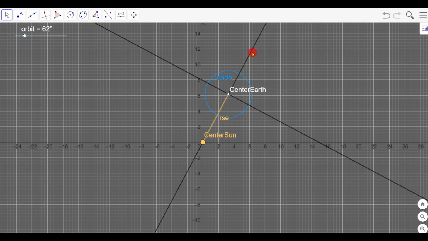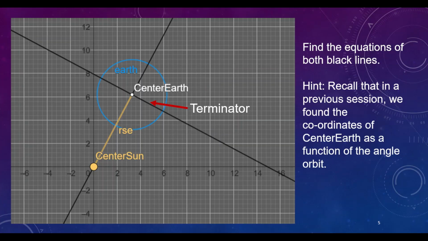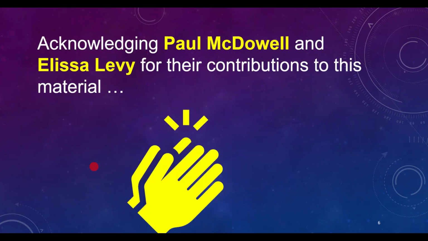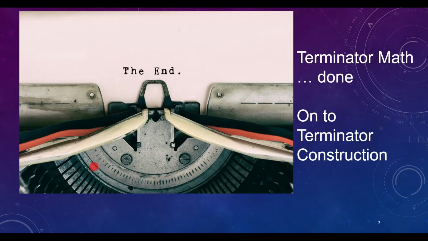So I want you to find the equation of this line, and after that we'll go on to the next session. So to recap, we want you to find the equations of these two black lines. This section of this line is the terminator, and this section of this black line is the sun-earth ray. So we'll see you next time when we use these answers to do our terminator construction. See you then.